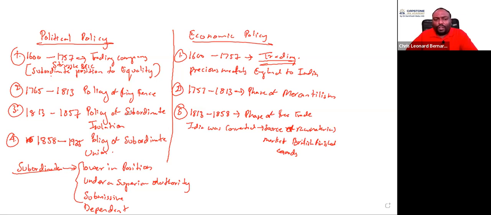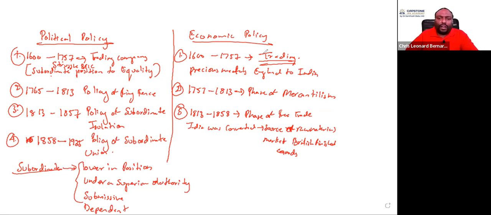This is the policy of subordinate isolation. And finally, after the revolt of 1857, the political policy changed. Indians were subordinate, but they were brought into the union of the British. So the political policy changed.